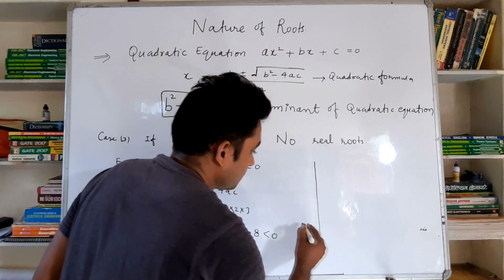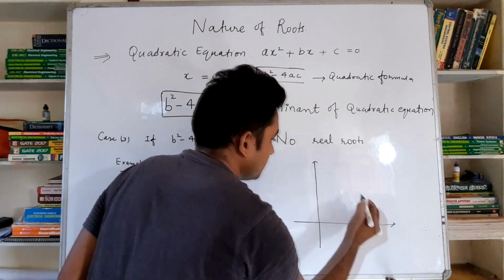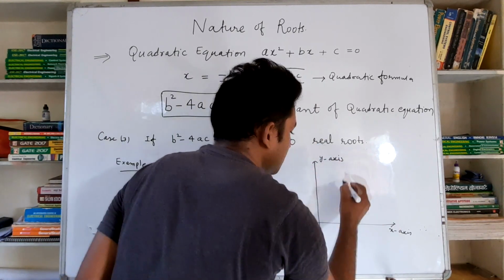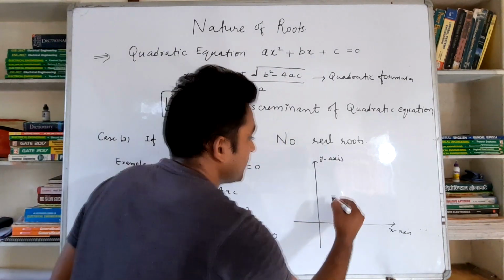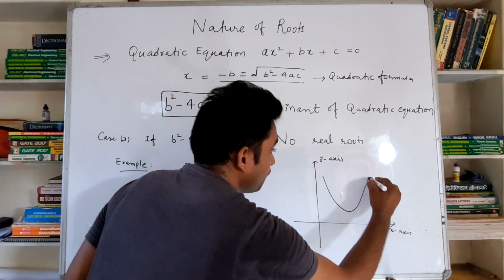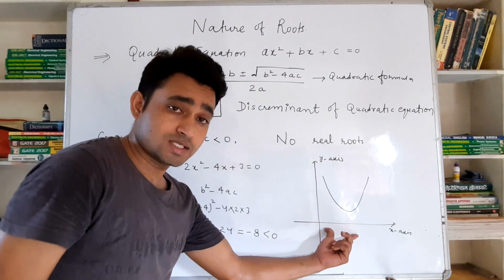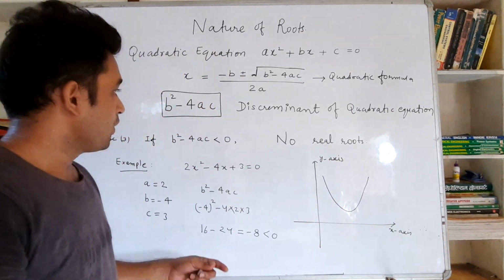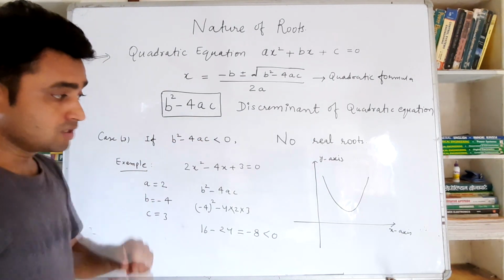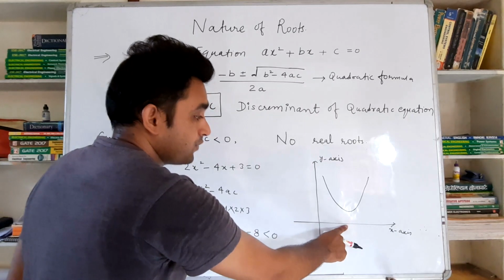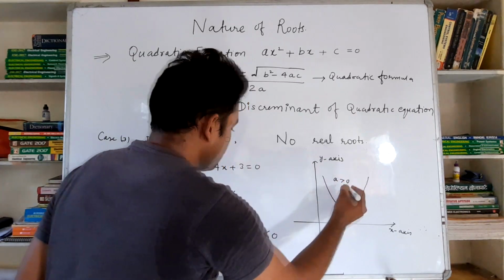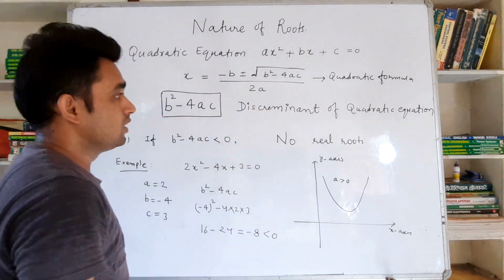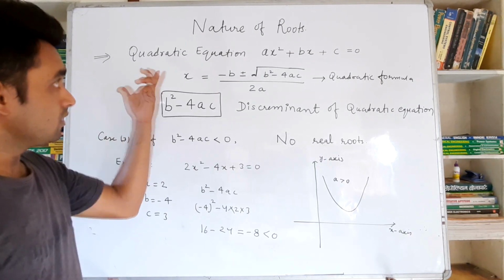The curve in this case will be this kind. This is our x-axis, this is our y-axis. The curve won't intersect the x-axis, and doesn't even touch it. So this is the case when b square minus 4ac is less than 0. So there is no real root. Because in this case, a is greater than 0, a is 2, and obviously 2 is greater than 0. If it is less than 0, then the curve will be downward. So friends, you can understand the nature of the roots by this.